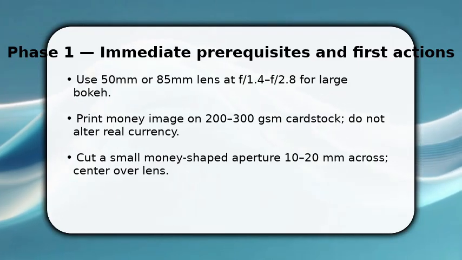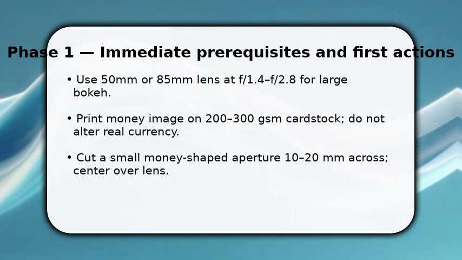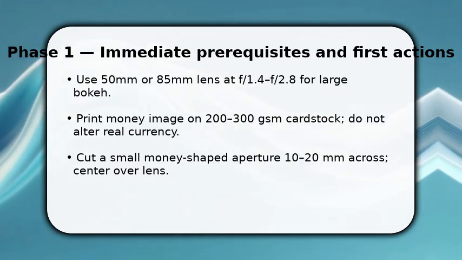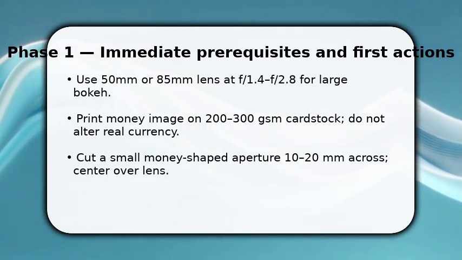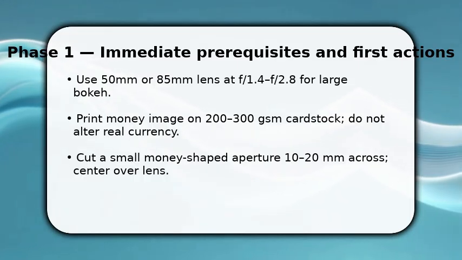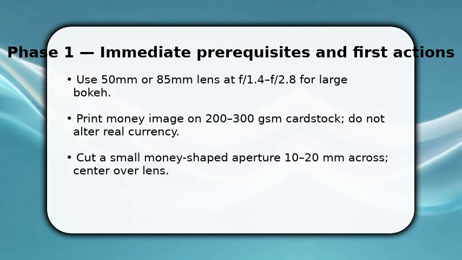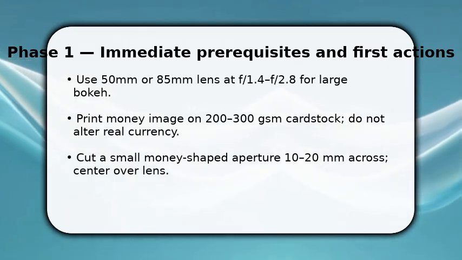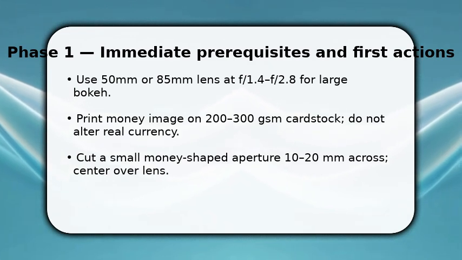Print a high-contrast money image on 200-300 GSM cardstock so you avoid altering real currency, and cut a money-shaped aperture roughly 10-20 mm across. Once done, tape that template to your lens hood, making sure the cutout is centered. You do this because bokeh is produced by your lens opening. The template shapes each out-of-focus highlight. Make sure to keep the edges clean and the template flat. Small misalignment changes the shape dramatically.